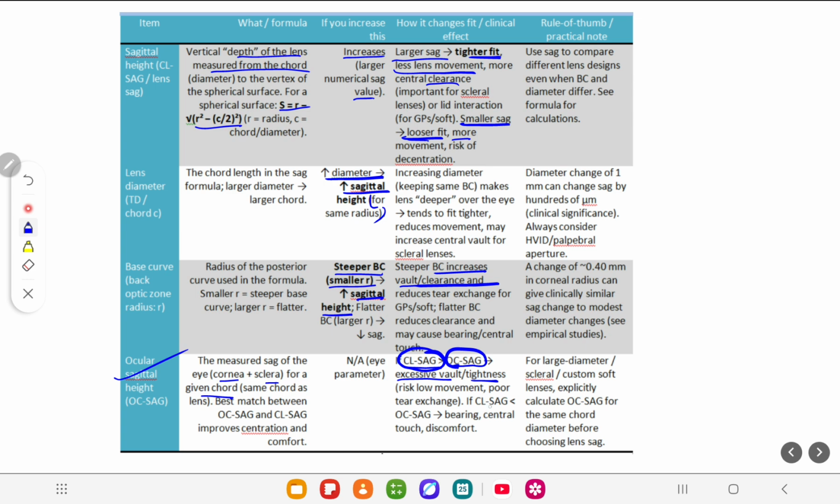So what happens if the contact lens sag is smaller than the ocular sag? Bearing and central touch. That's what we don't want. So sometimes we have to compare the ocular sag with the sag of the contact lens too, and what we want is the upper condition. It's always there, especially in scleral lens fitting.